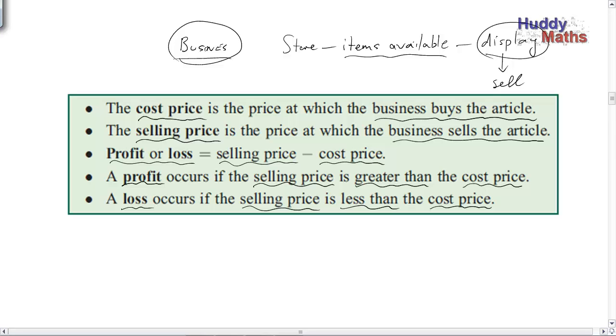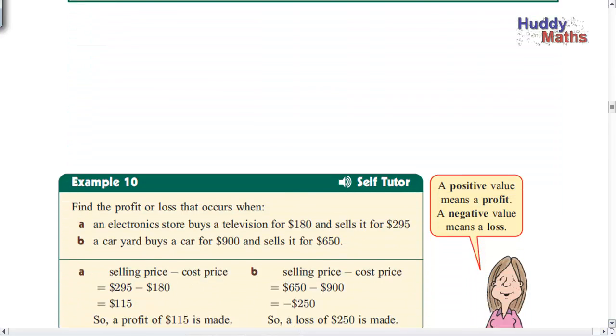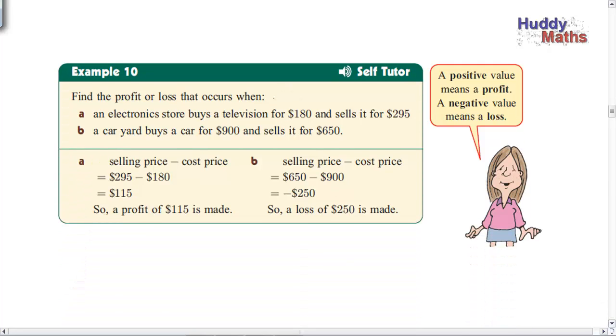Okay, let's have a look at what we're going to do with this now. Here's an example. Find the profit or loss that occurs when an electronics store buys a TV for $180 and sells it for $295. Okay, so what are we going to do here? It's the selling price minus the cost price. Is $295 minus $180. If we do it on the calculator, it's $115, or do it in your head. That one's not too bad. So here, it's a positive result, which meant the selling price was higher than the cost price. So from our definitions above, they have made a profit.